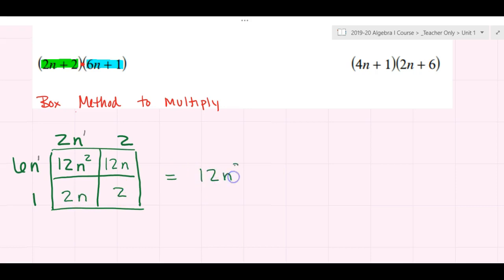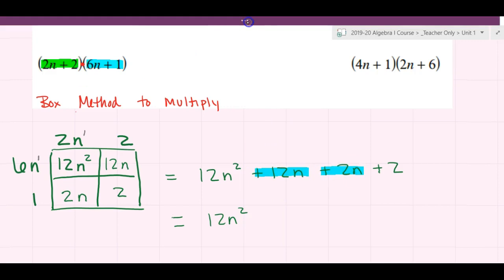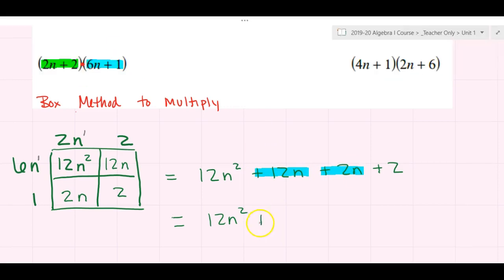Once I have all my multiplication done, I'm going to pull out all the terms with their sign and now combine like terms. I have no other n squareds, so I'm going to bring that one down. I have 12n plus 2n, which is 14n, and I have a plus 2 constant to bring down.